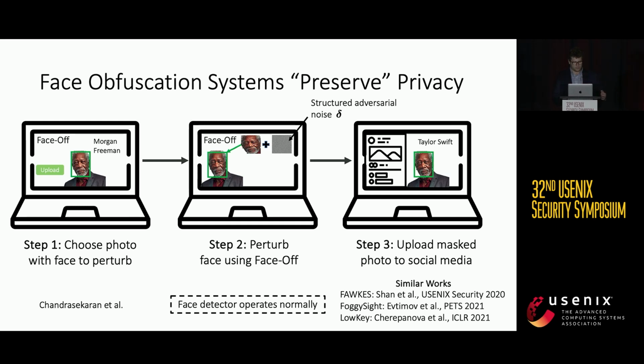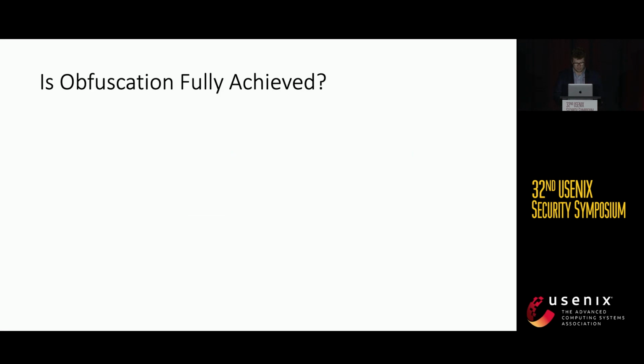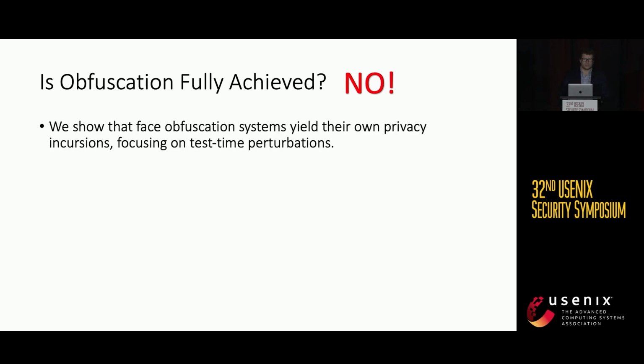So, face obfuscation systems, there's been some hype around them. So is obfuscation fully achieved? The answer is no. So in this work, we showed that face obfuscation systems yield their own privacy incursions. And we focused on test time perturbations.